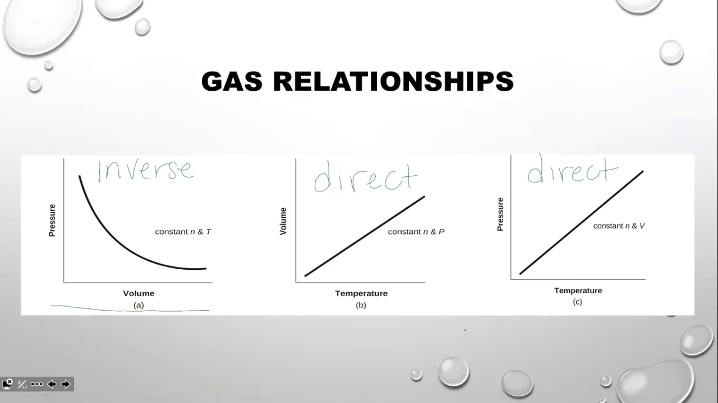You can remember these graphs if we talk about pressure, temperature, and volume, and we put the letters in alphabetical order, PTV. Pressure is direct with temperature, it's directly next to it. Temperature is direct with volume, it's also directly next to it. Pressure and volume are inverse, they are not next to each other.